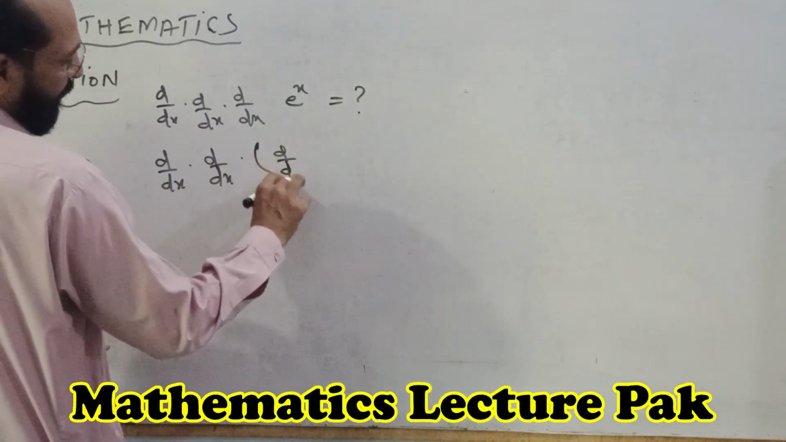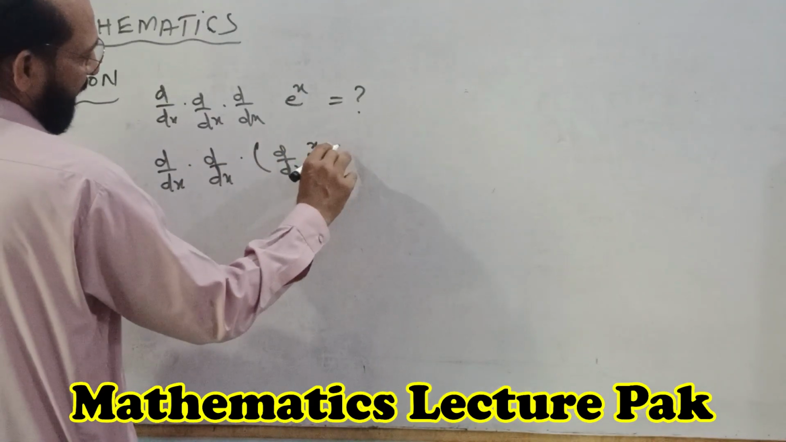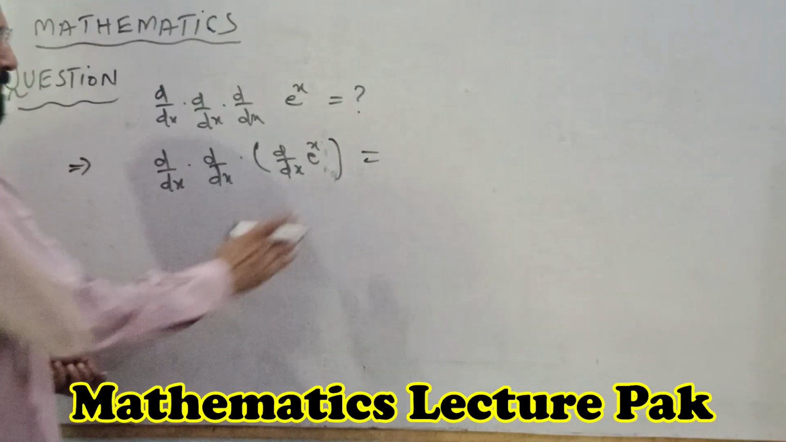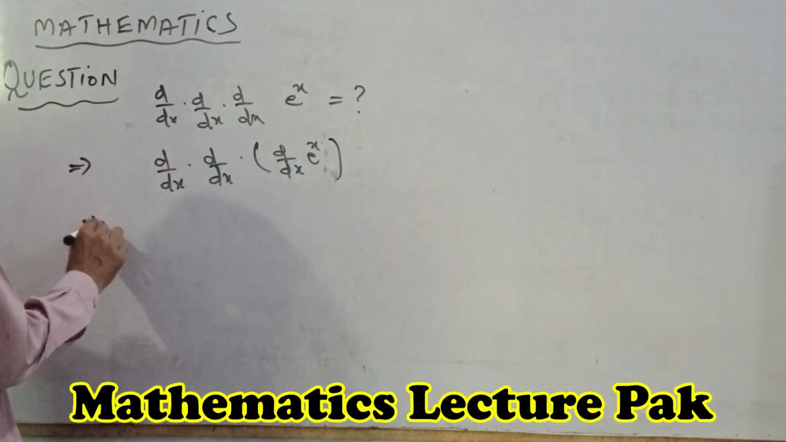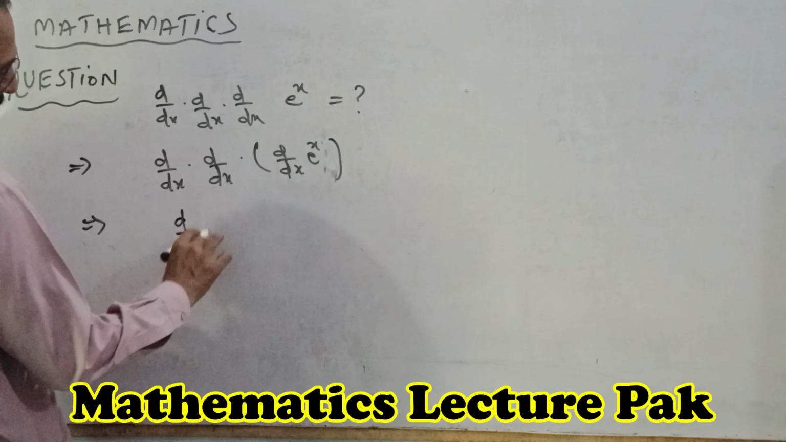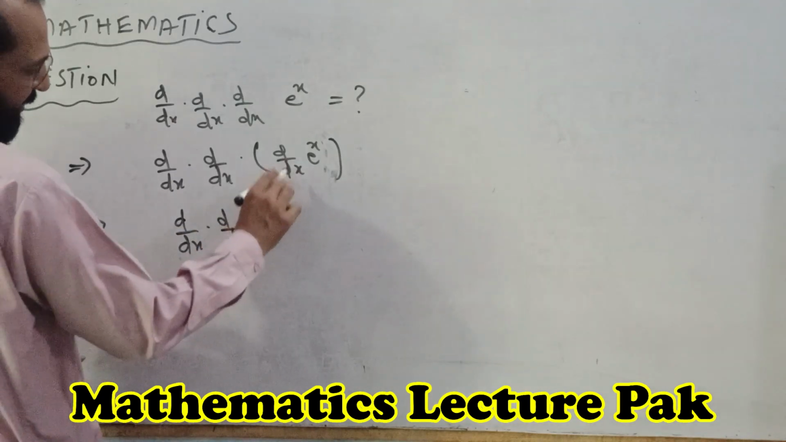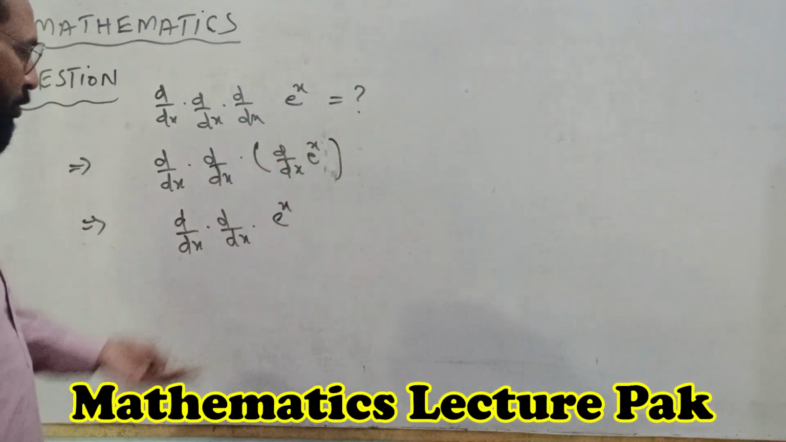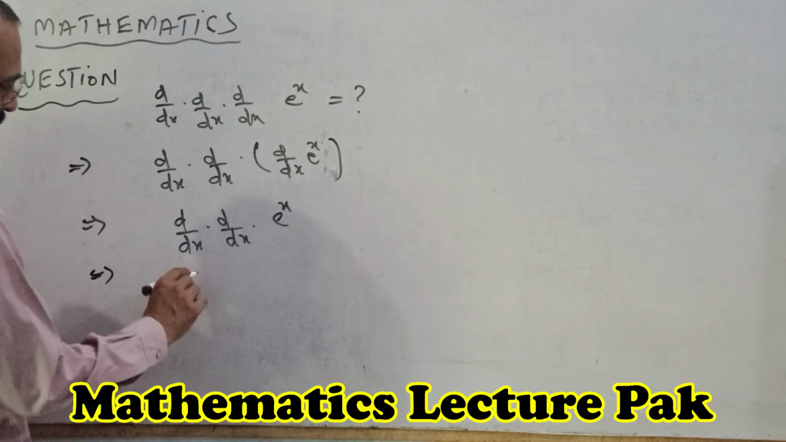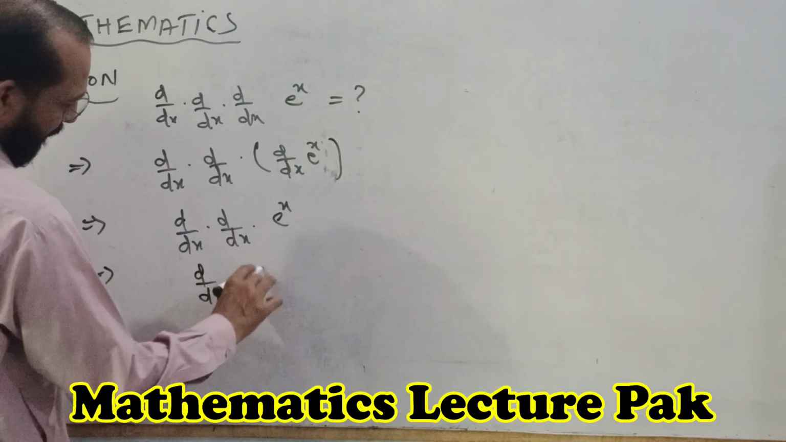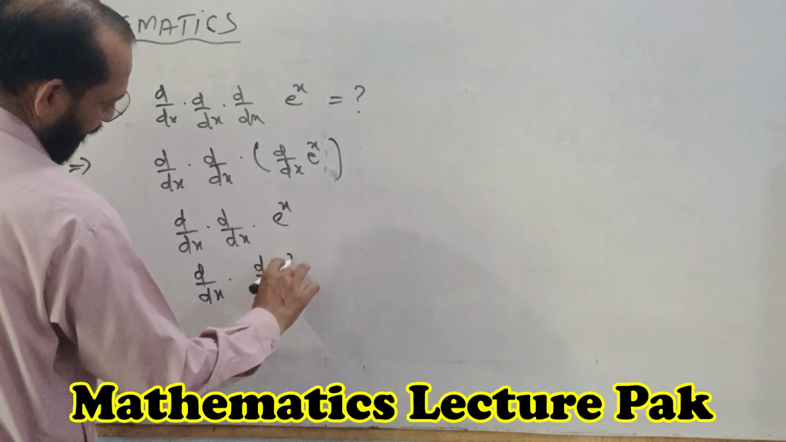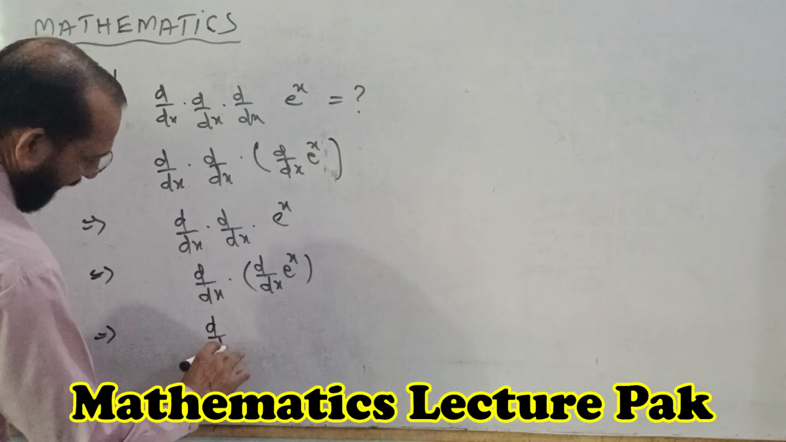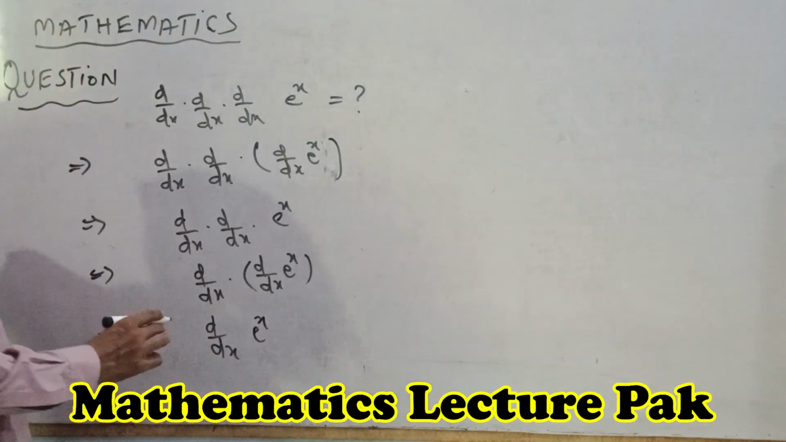First of all, we write the first derivative of the function. d over dx. You know that the derivative of the exponential function is e^x. Similarly, it gives the same result.